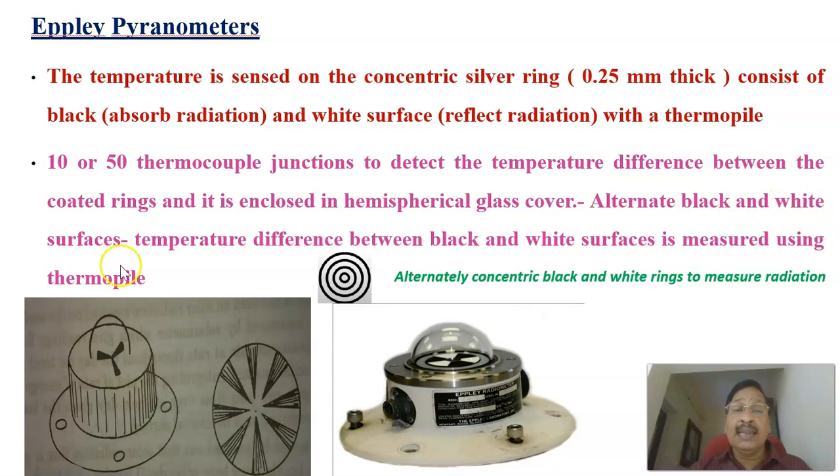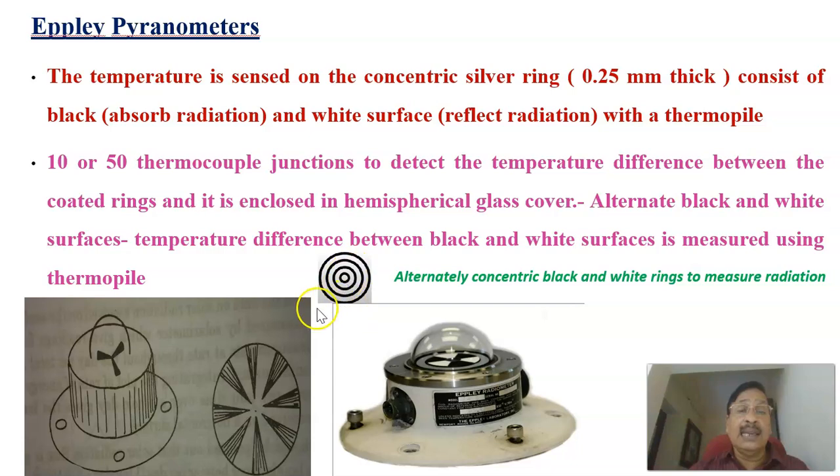And alternate black and white surfaces, that is, the temperature difference between the black and white surfaces, is measured using a thermopile. Here this is kept below this one, and the temperature difference between the black and white surfaces we are measuring using a thermocouple or a set of thermocouples, that's called a thermopile.